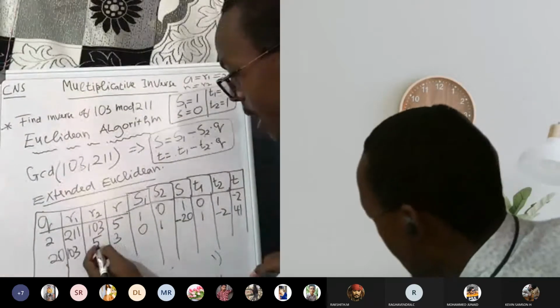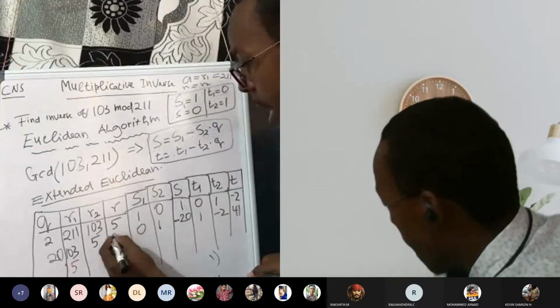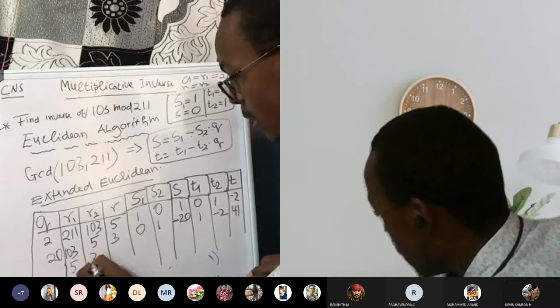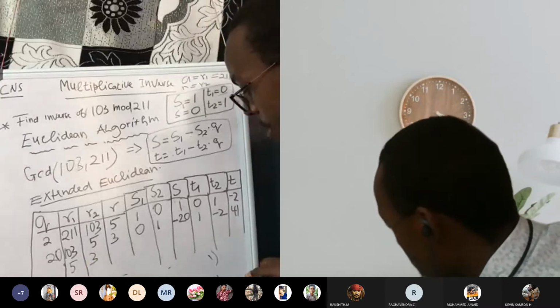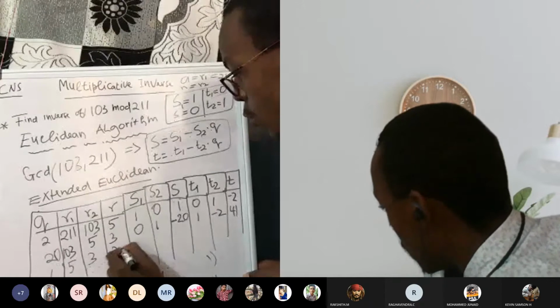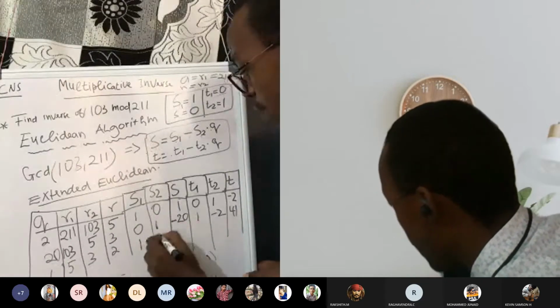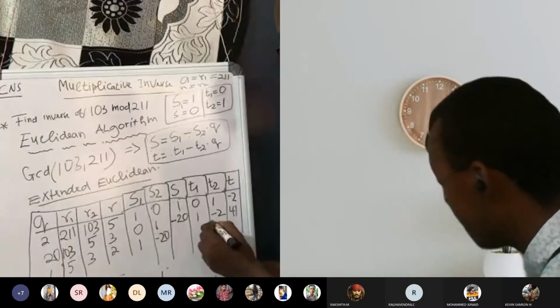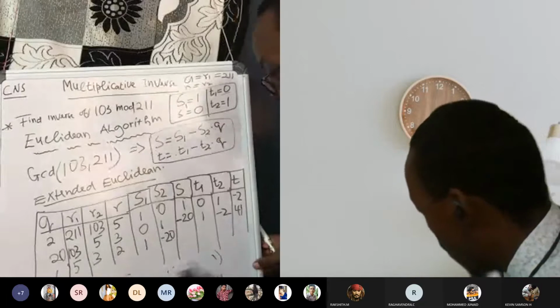Now, second line. R1 is going to be 5. R2 is going to be 3. If we take 5 by 3, we take 1 which is 3, the remainder is equal to 2. So here Q is 1, the remainder is equal to 2. Here, S1 is going to be 1, S2 is going to be minus 20, and we're going to find the value of S. Anybody can do fast, what is the value of S?